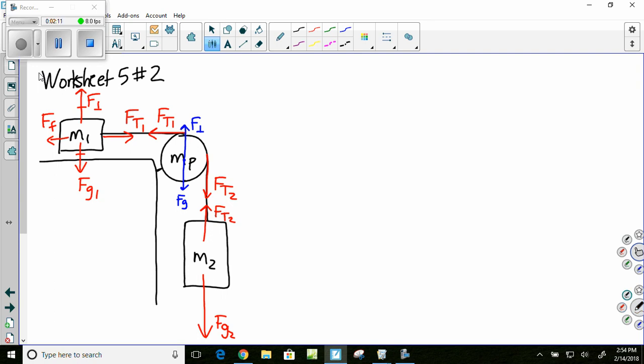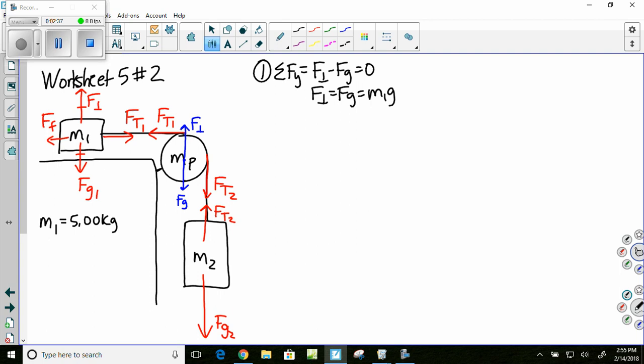So I'm going to call them 1, P, and 2 just to make sure we keep them separated. So 1 is mass 1. For mass 1, we're going to have sum of forces in the y direction. That is the normal minus the weight equals 0 because it's not moving. So I know that the normal equals the weight, and that's m1g. Mass 1 in this case was 5 kilograms. So weight 1 we're going to call 50 newtons.